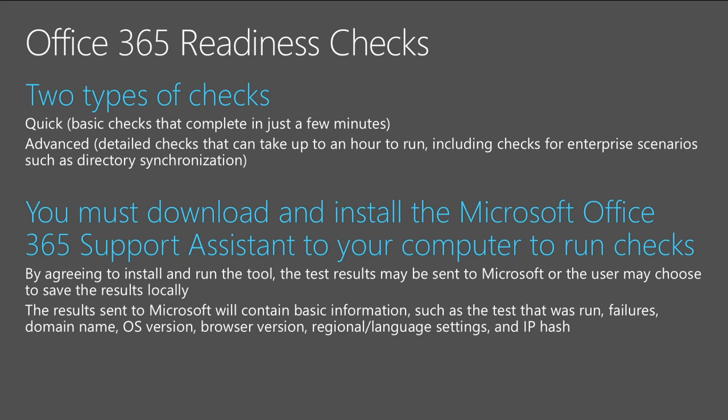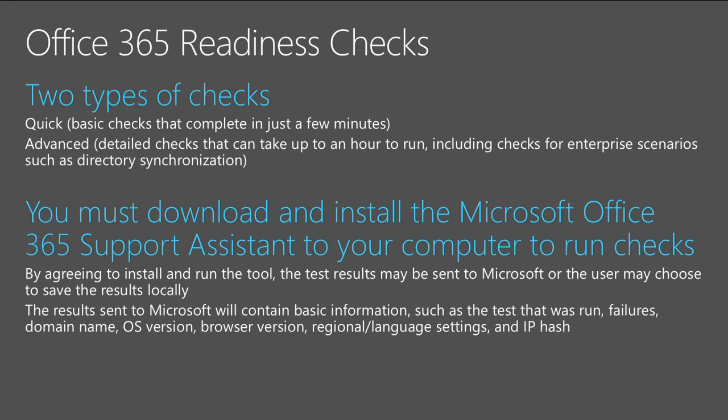There's two types of checks that the tool will give you. There's a quick check, which is a very basic check. It'll just complete in a couple minutes. But there's also a detailed or advanced check. Those are the ones that if you're in a more advanced scenario like DirSync, you would want to run the advanced one. That will take much longer. Could be an hour, could be 2 hours or so.